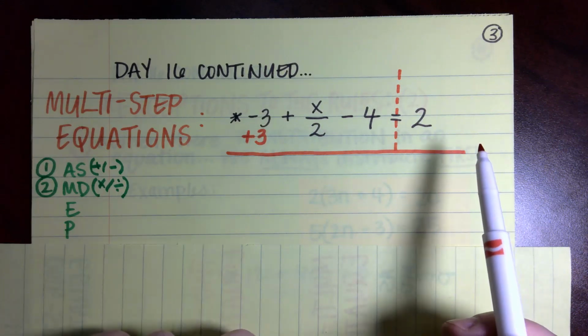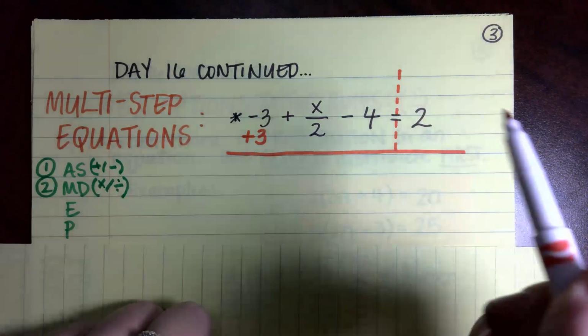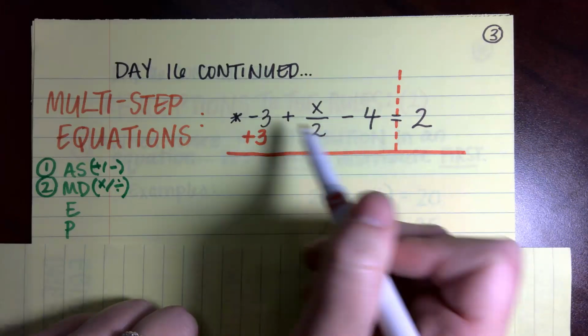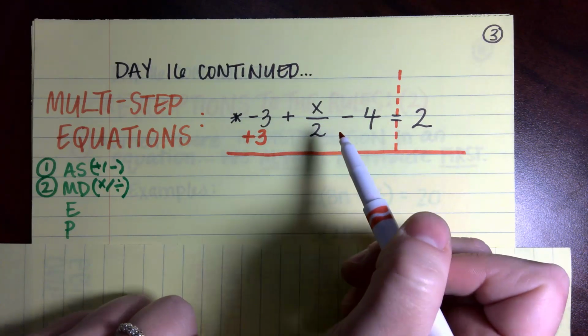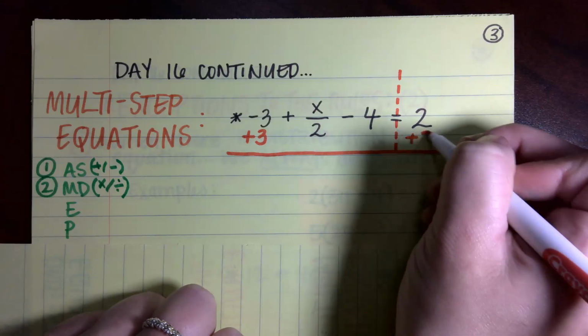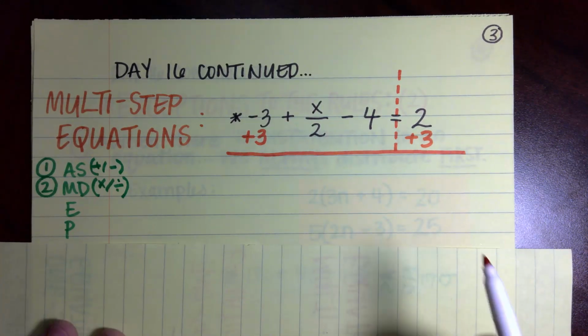Yes, we're always doing the same thing to the other side of the equal sign. I don't want to do it twice on one side here. That's going to make my equation unequal. So we need to do +3 under the 2. Does that make sense to everyone? Yes. Good, good, good, good.